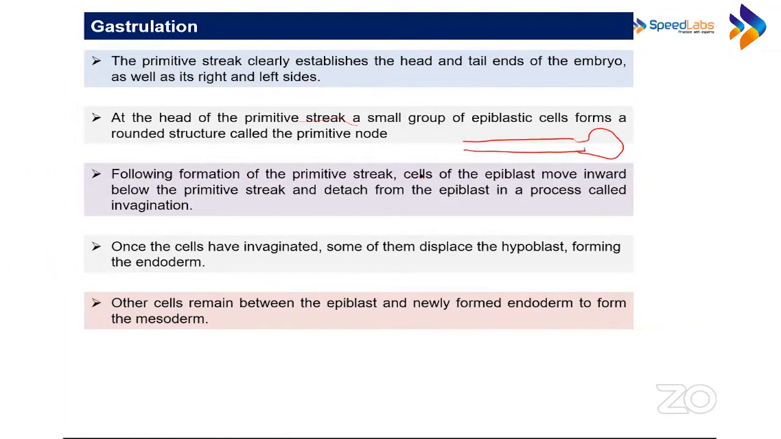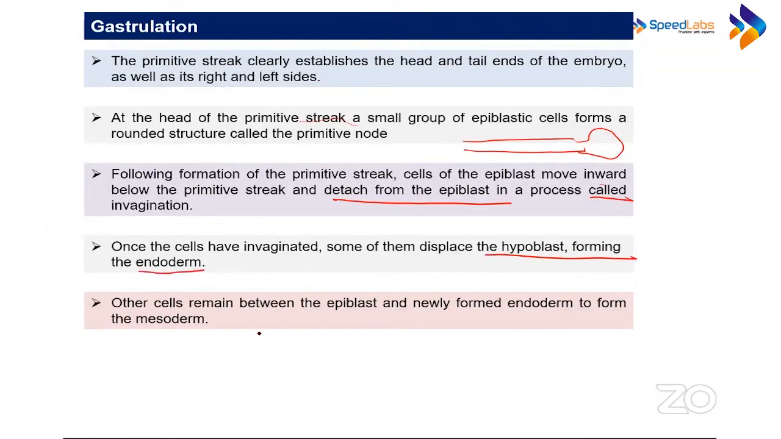Following the formation of the primitive streak, cells of the epiblast move inward below the primitive streak, detached from the epiblast by the process of invagination. ठीक है? So पहले primitive streak बनता है, then invagination होता है. Invagination से what happens? Once the cells have invaginated, some of them displace the hypoblast, forming the endoderm.